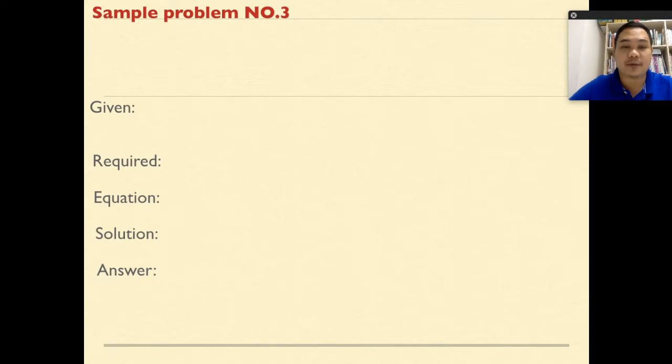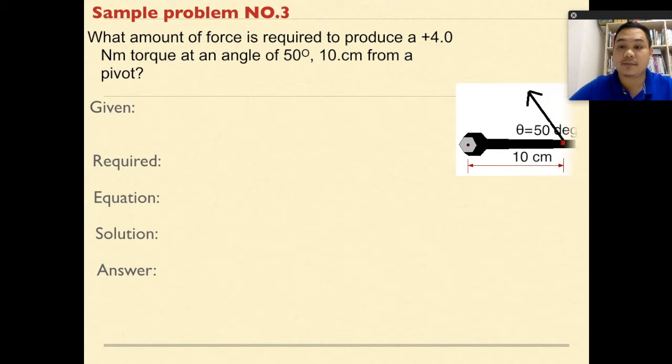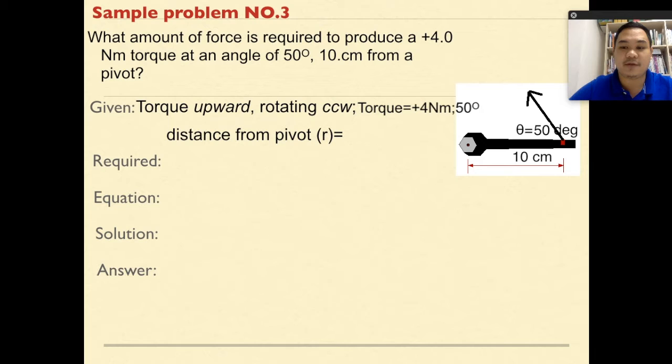Now let's look at our sample problem number 3. What amount of force is required to produce a positive 4.0 Newton meter torque at an angle of 50 degree, 10 centimeter from a pivot? So let's try to study our diagram here. The given here is a force upward and it is rotating counterclockwise, and the torque is positive 4 Newton meter, 50 degrees. And the distance from the pivot is simply 10 centimeter or 0.10 meter. The required here is the force, and the unit is Newton.